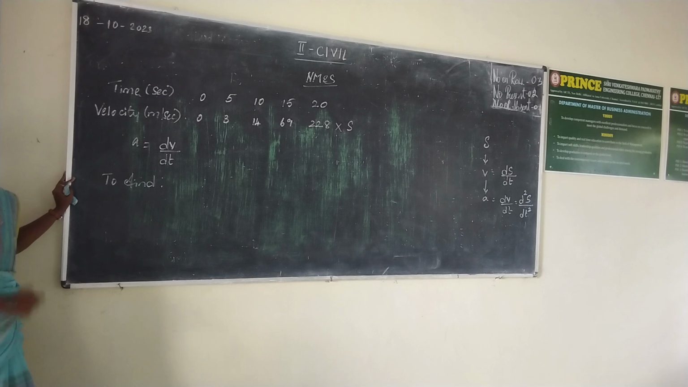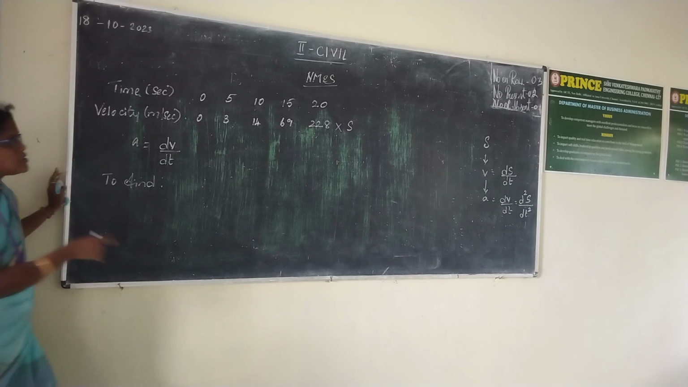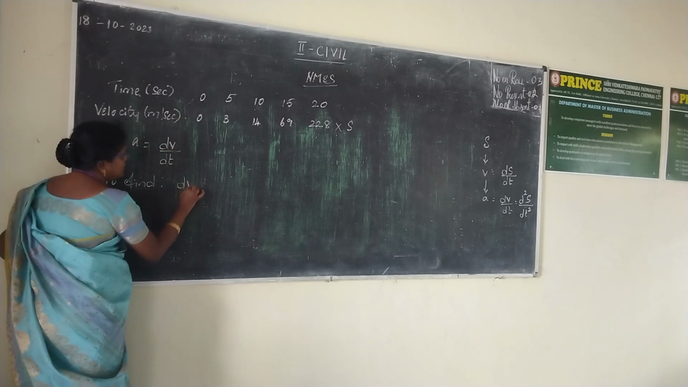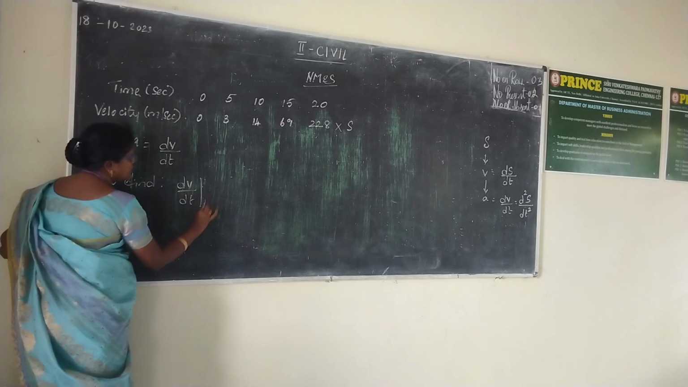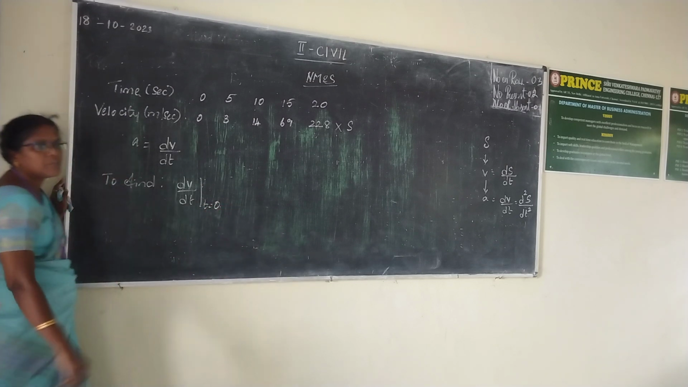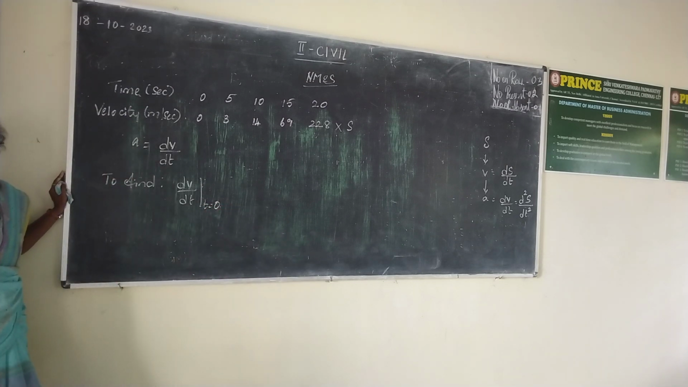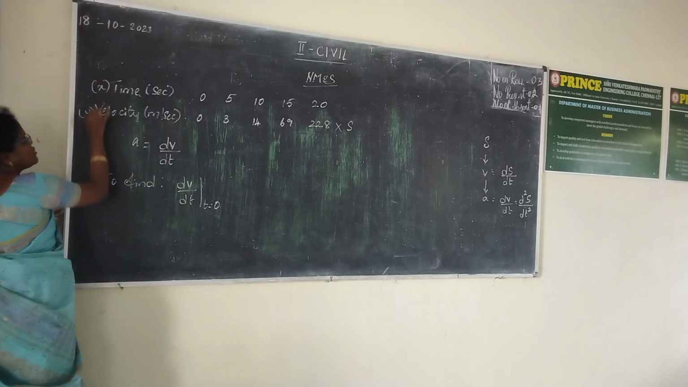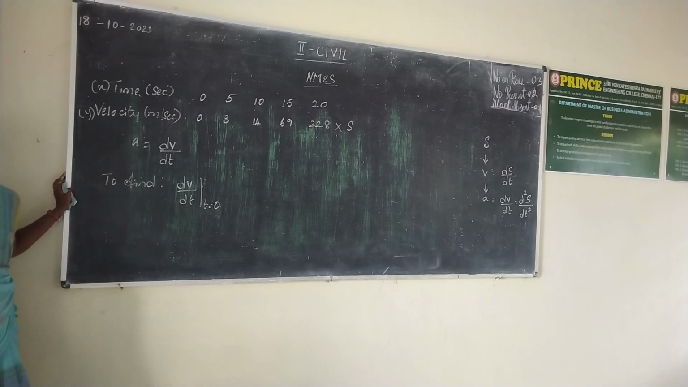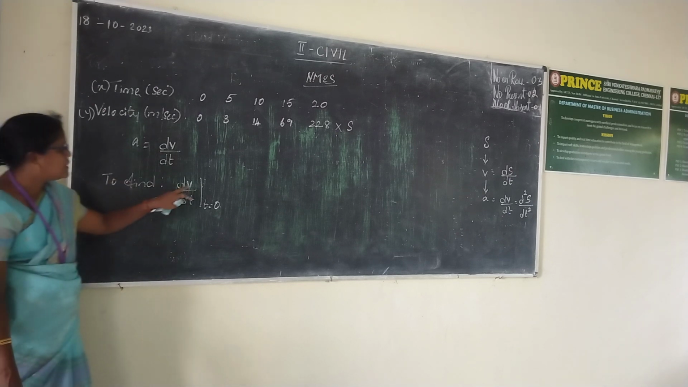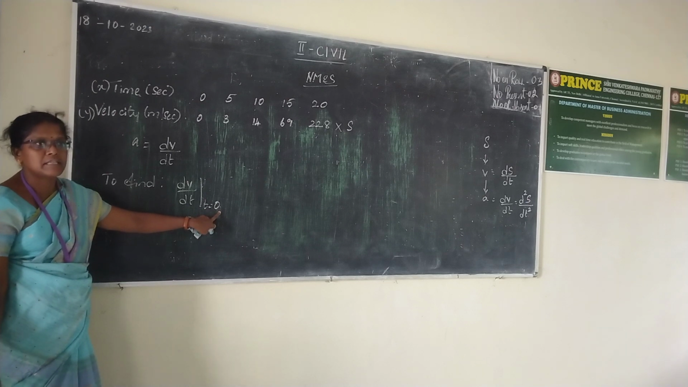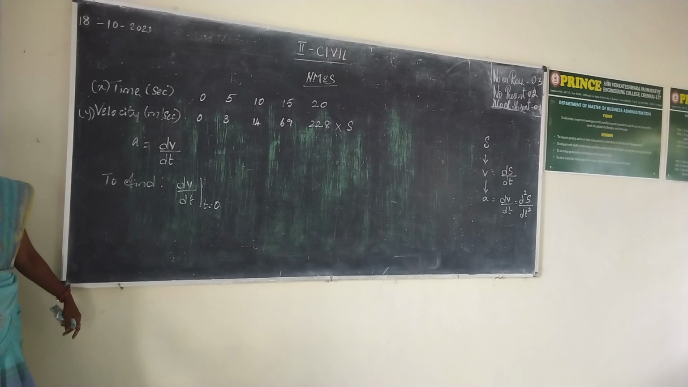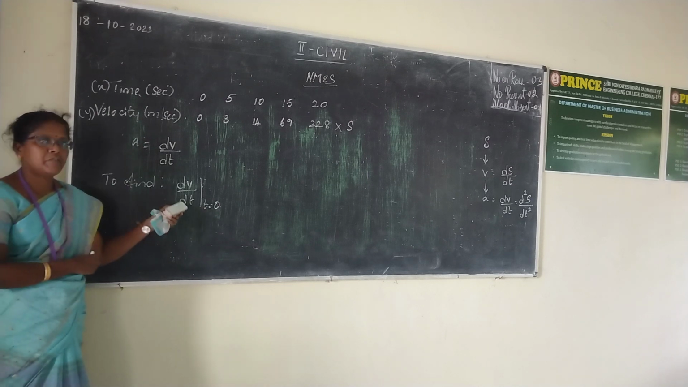Initial means what? Start. So what is the starting value given for you? Time 0. So you have to find dv by dt at t equal to 0. We are used to x and y in the formulas, so for your convenience, you can denote this as x and y also. Nothing wrong in that. So what you have to find is dv by dt at t equal to 0, which is the same as x equal to 0. What is the step 1 you have to do? Now we have to find the differentiation.